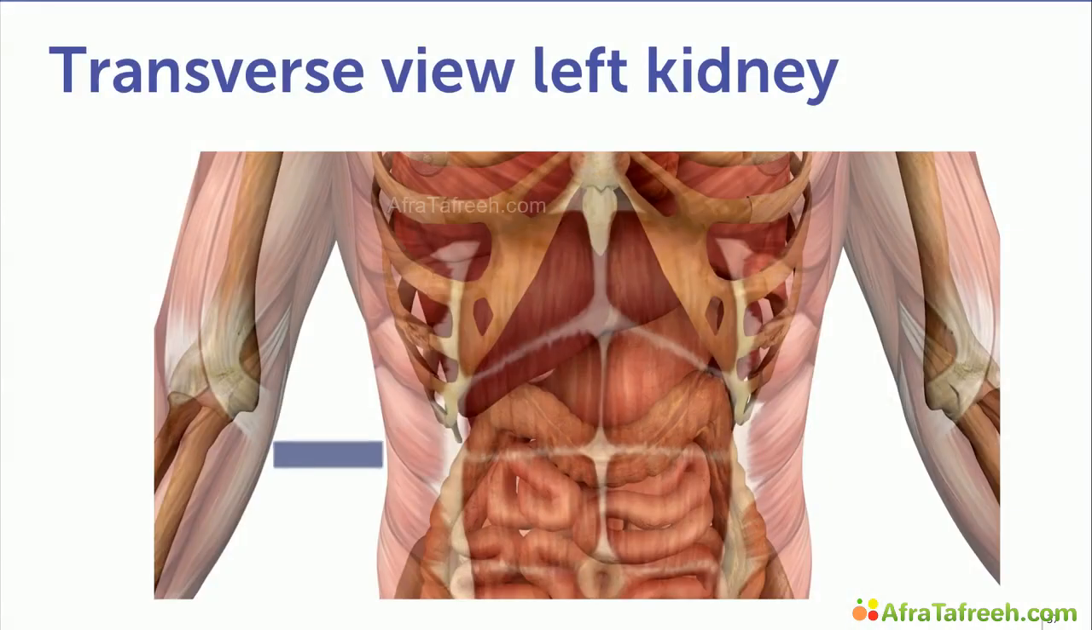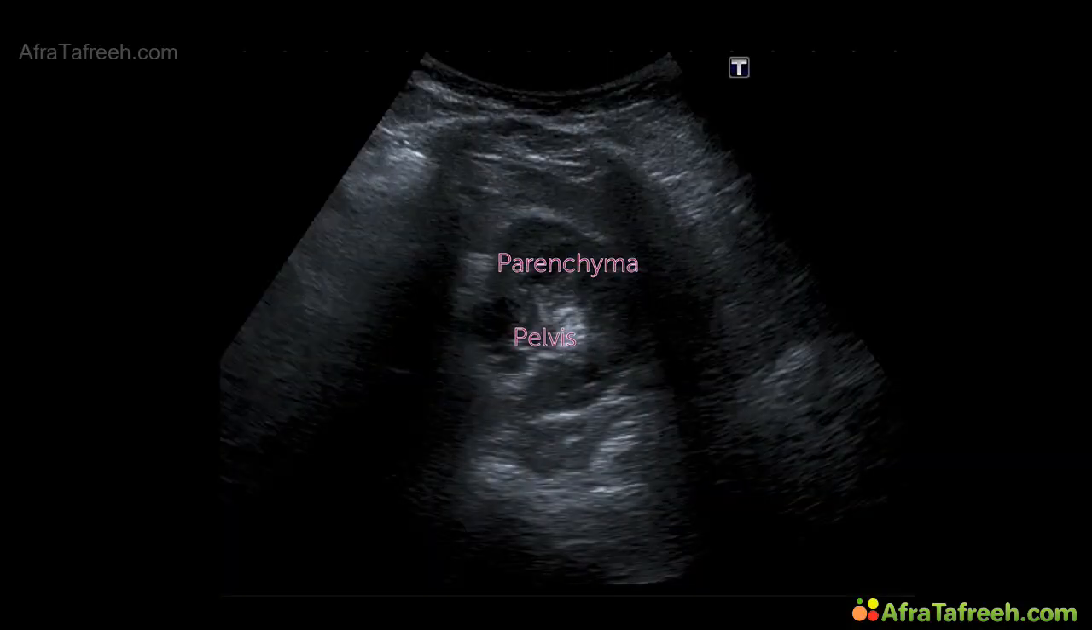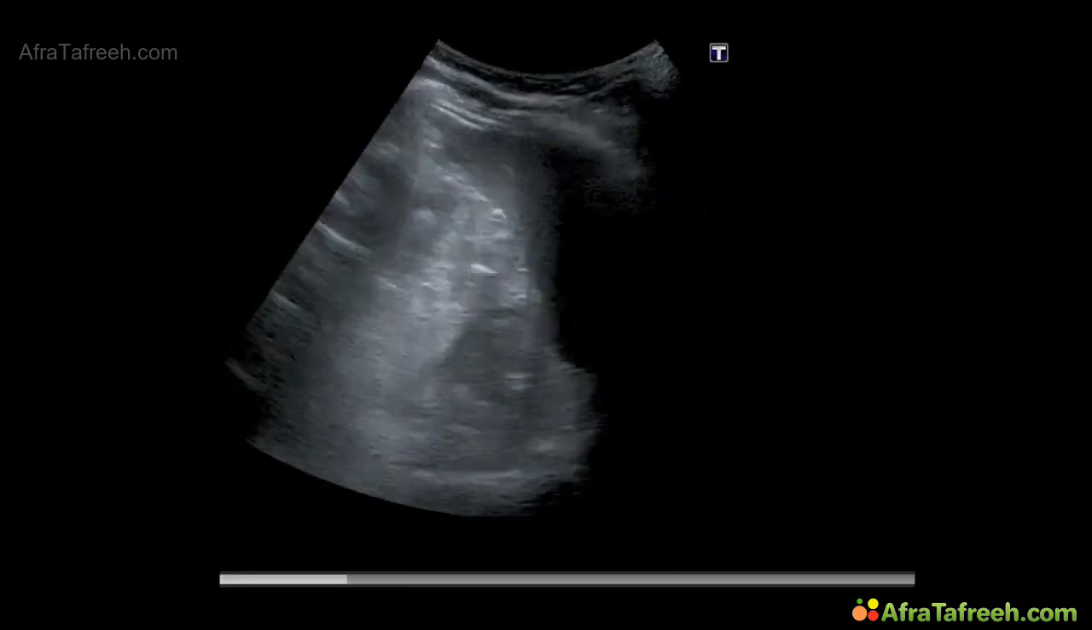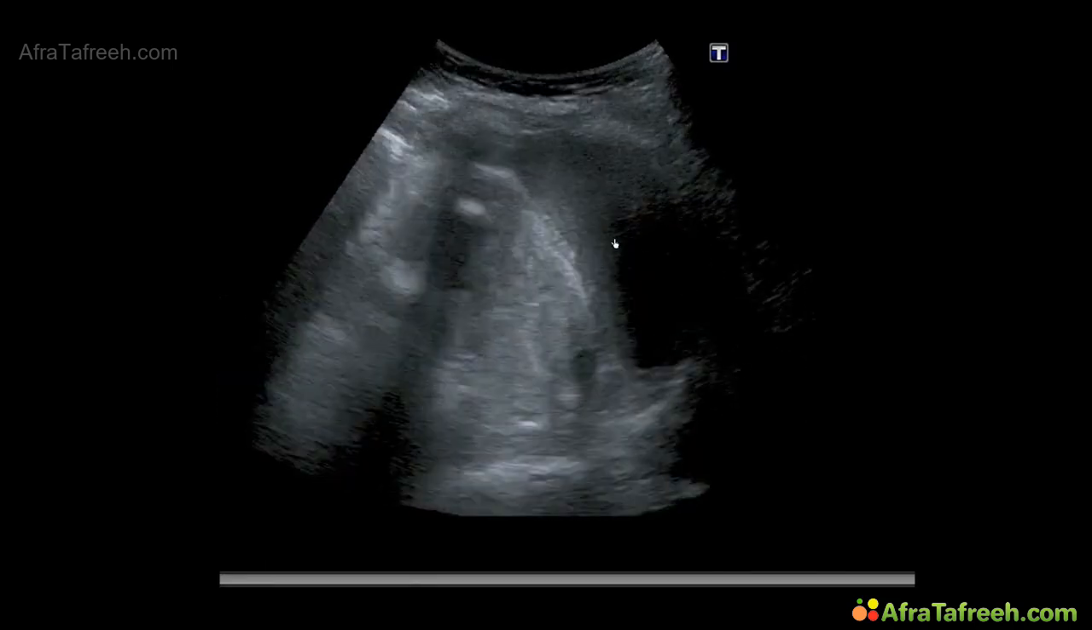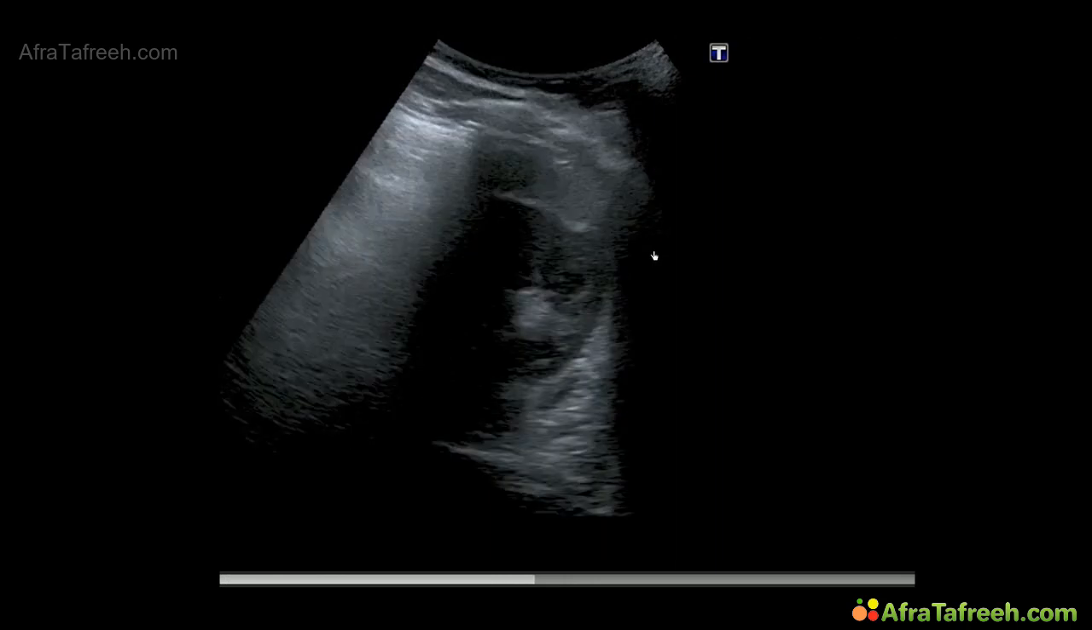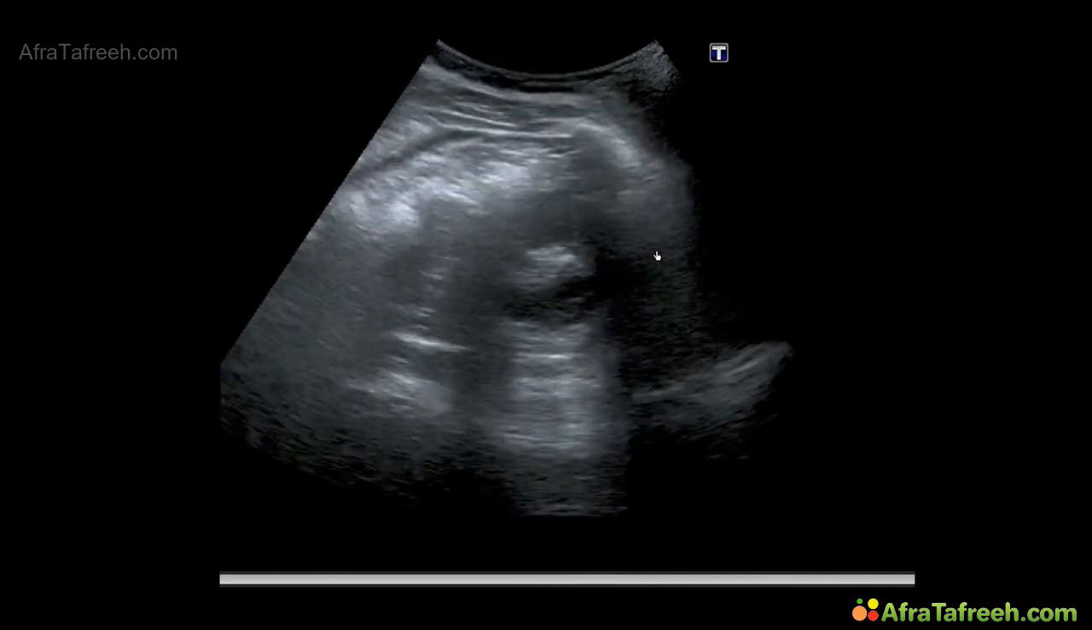Now the transverse view of the left kidney. Position of the transducer is of course in the left lower intercostal space again. Just turn our probe around 90 degrees and get a transverse view of the left kidney, the pelvis in the center, the renal parenchyma over here. A video clip of a transverse view of the left kidney. You can see here the left kidney and the spleen as neighboring organ.